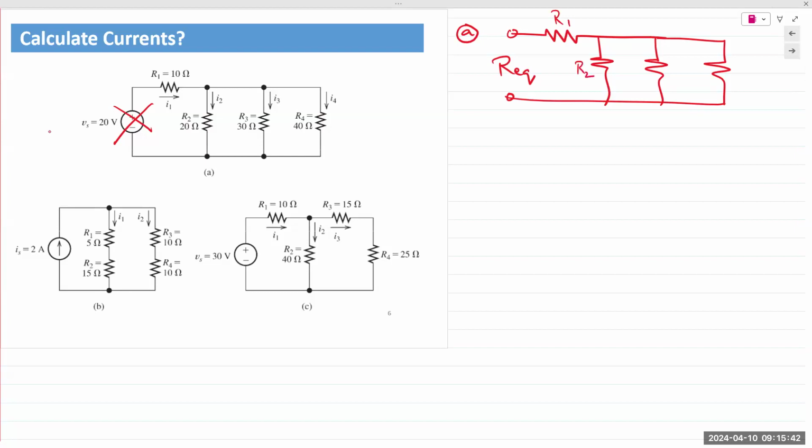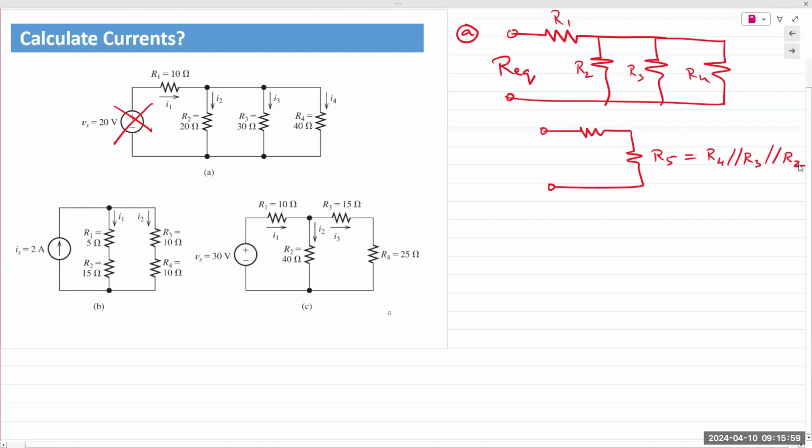And then once you reduce those, let's call it R5. R5 is equal to the parallel combination of R4, R3, and R2. Right? And then R1 and R5 are connected at one single node. There are no more than two connections at that node, so they are in series. And because they're in series, we simply add them up.